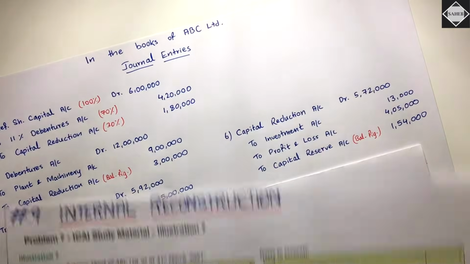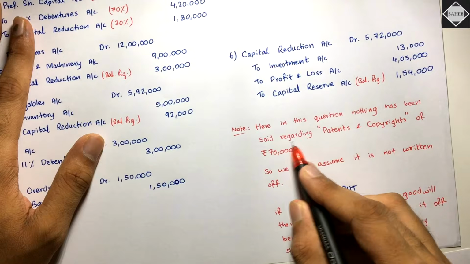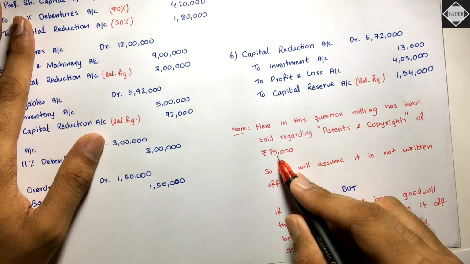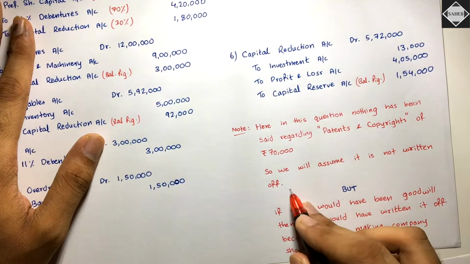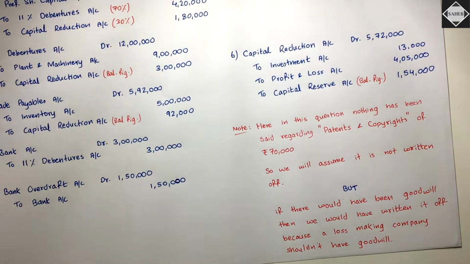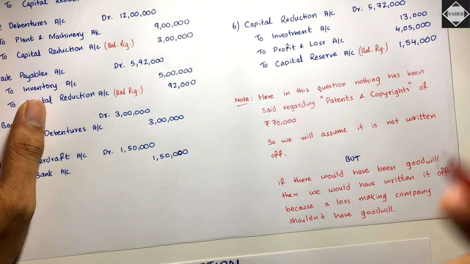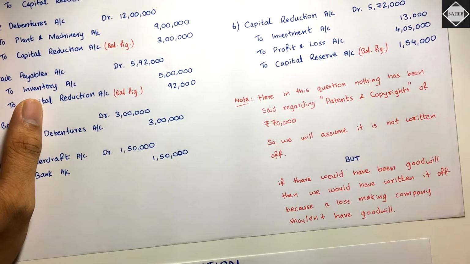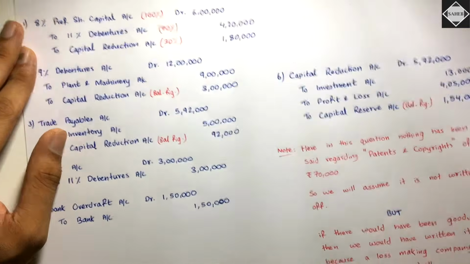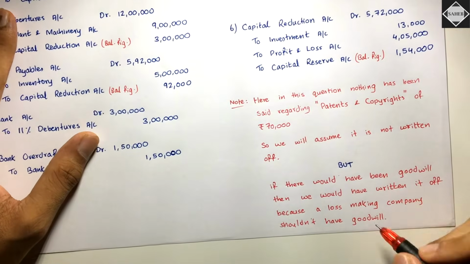So now see here, in this question nothing has been said regarding patents and copyrights of 70,000. So we will assume it is not written off. Clear? But if goodwill had been given over there, then we would have written it off, because a consistent loss-making company in a very bad condition, going for internal reconstruction, how can it have goodwill after the internal reconstruction? So that's why it's preferred to write off the goodwill.